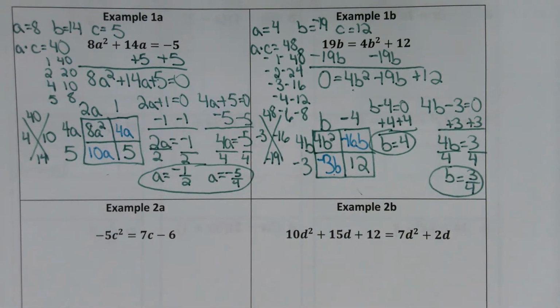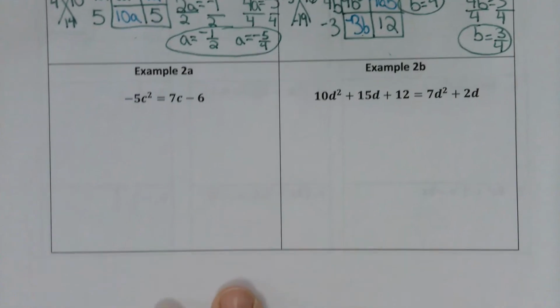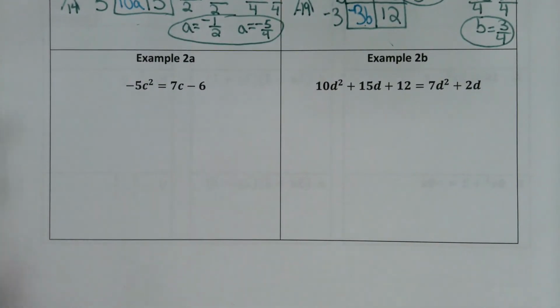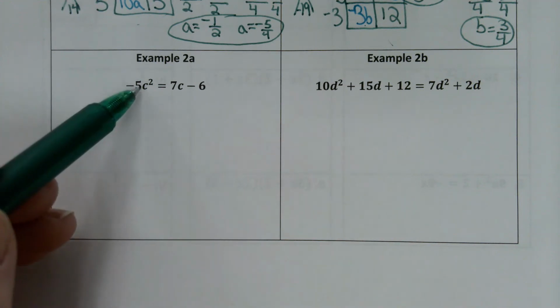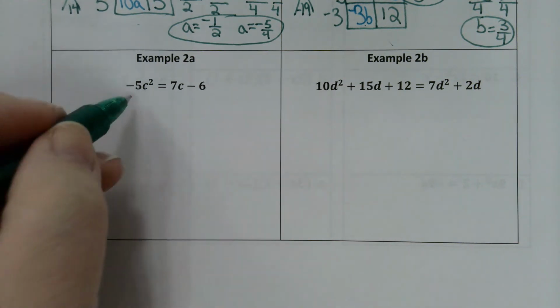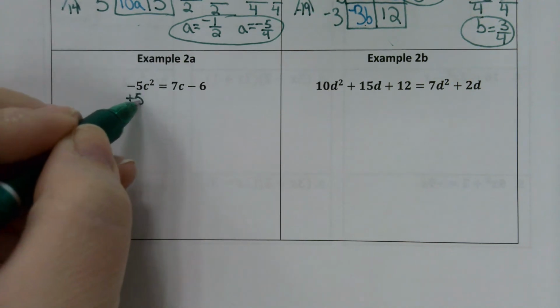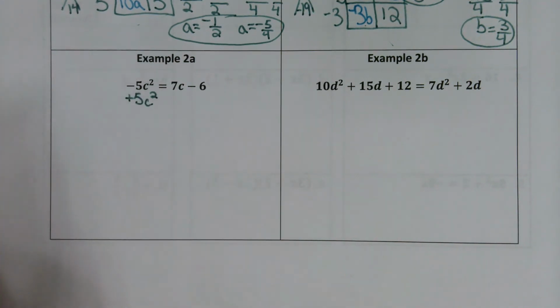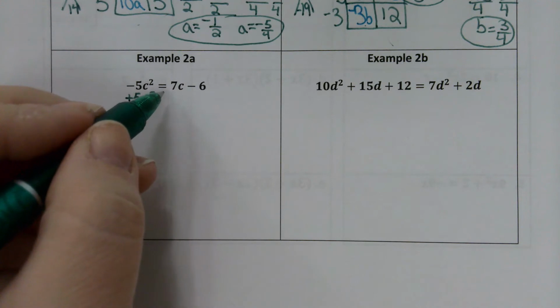Let's look at example 2a. For example 2a, we want to make it equal 0. We also want to make sure that we're making the c squared term positive. We'll do both at the same time by adding 5c squared to both sides.